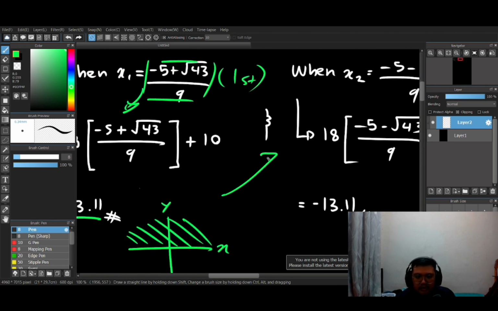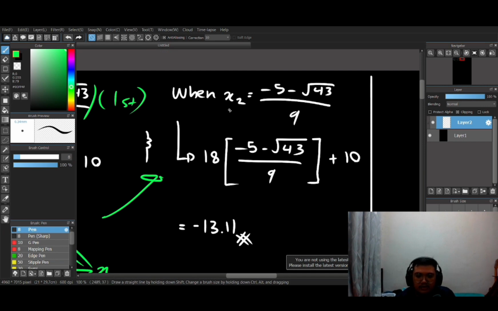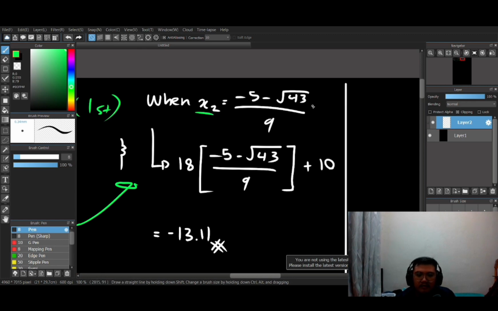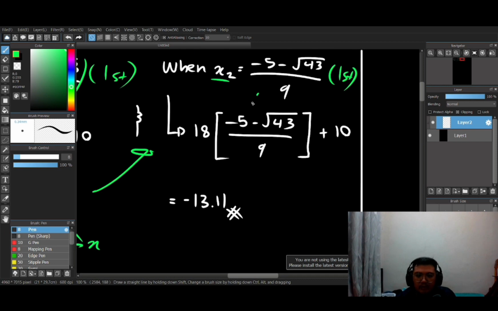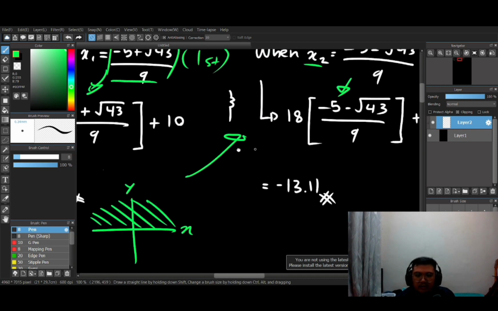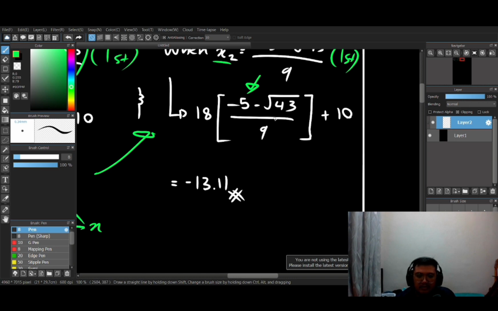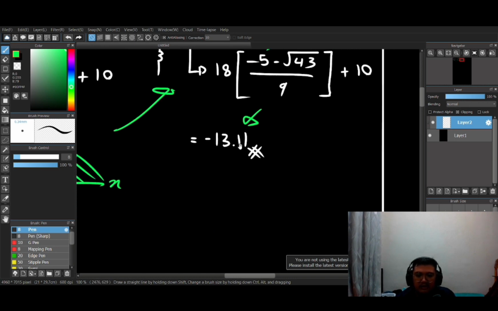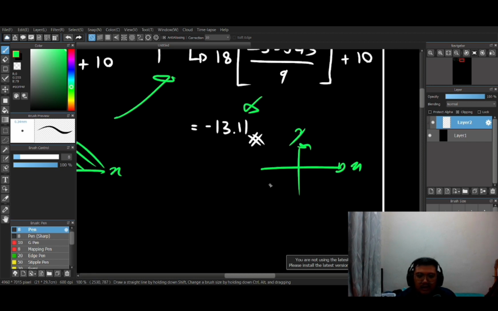Alright, let's move to the second one. This one we also use the same thing, but now we're going to find x2. x2 equal to negative 5 minus square root of 43 over 9. This also we get from the first step, and then we put it on the x, just like over here. 18 multiplied by that number plus 10, you will get negative 13.11. If you use the logic of the graph, x-axis, y-axis, it will be down here.